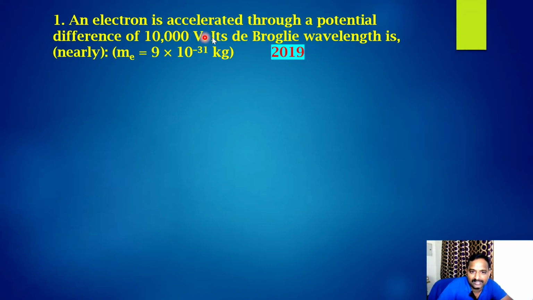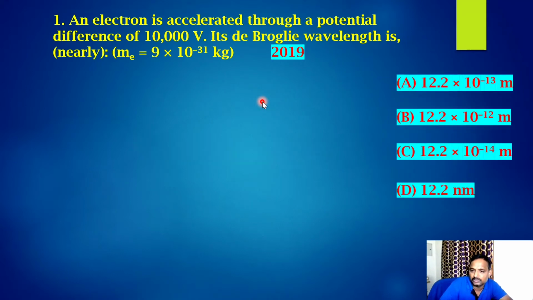An electron is accelerated through a potential difference of 10,000 volt. Its de Broglie wavelength is? Given mass of electron 9 into 10 power minus 31 kg. It was given in 2019. Here are the options. Option A: 12.2 into 10 power minus 13 meter. Option B: 12.2 into 10 power minus 12 meter. Option C: 12.2 into 10 power minus 14 meter. And option D: 12.2 nanometer.